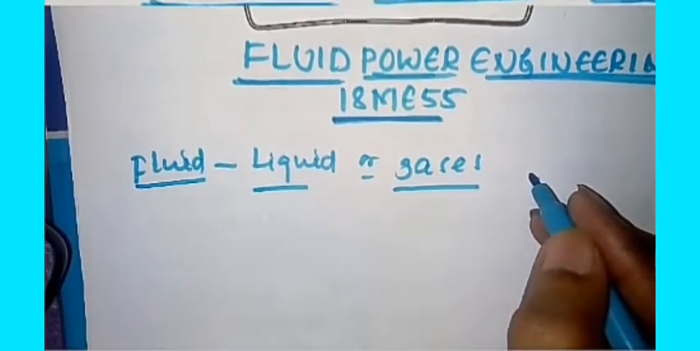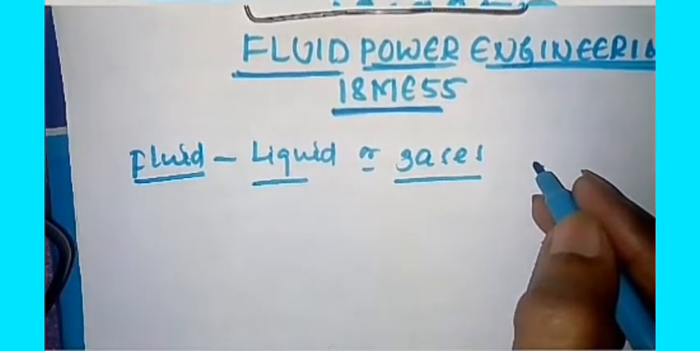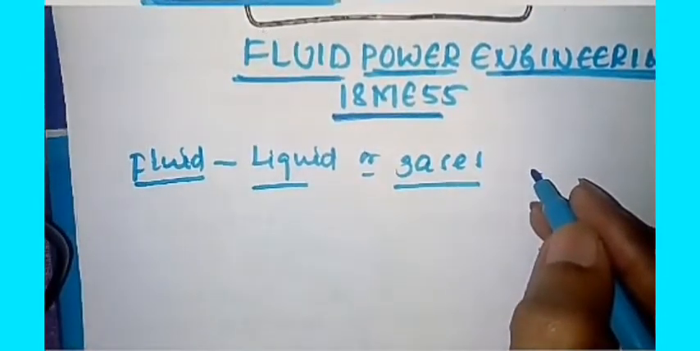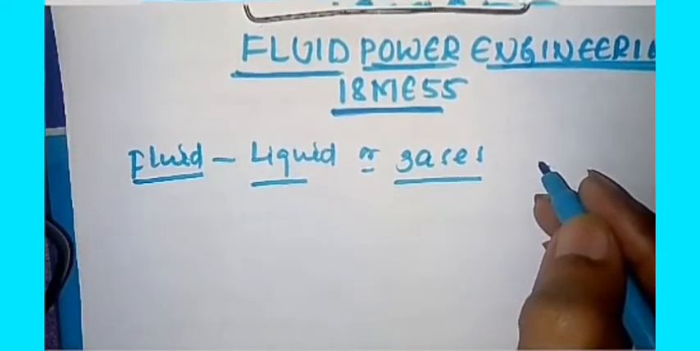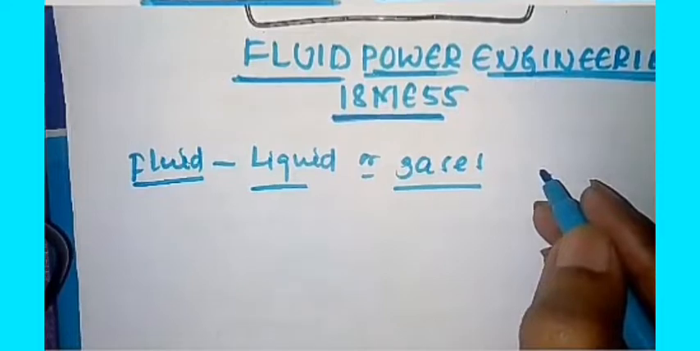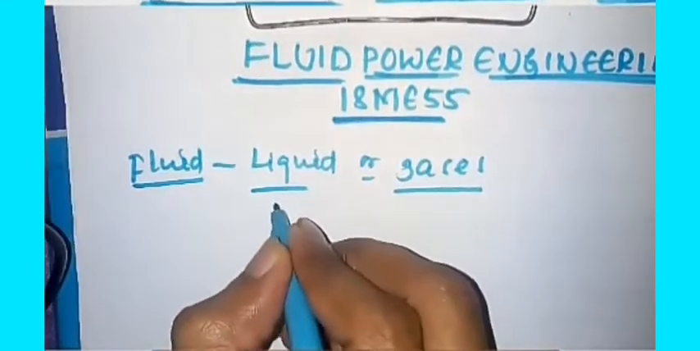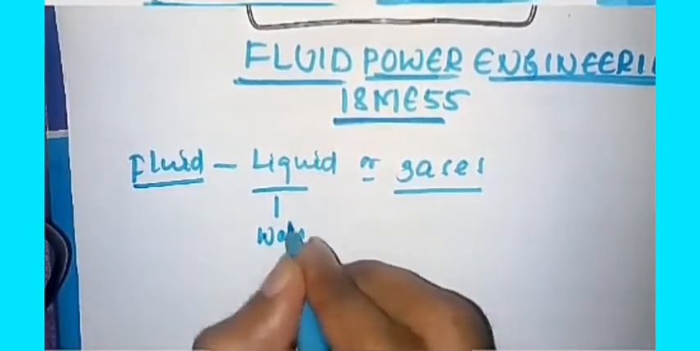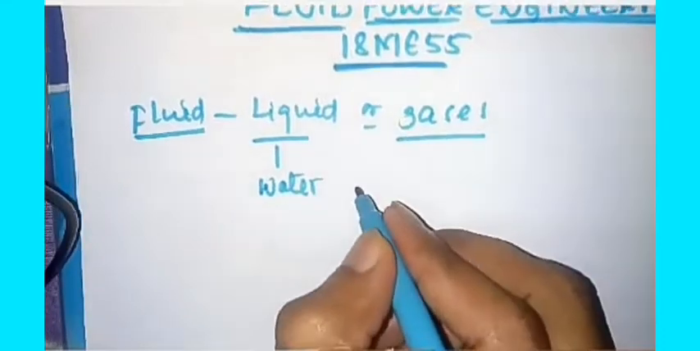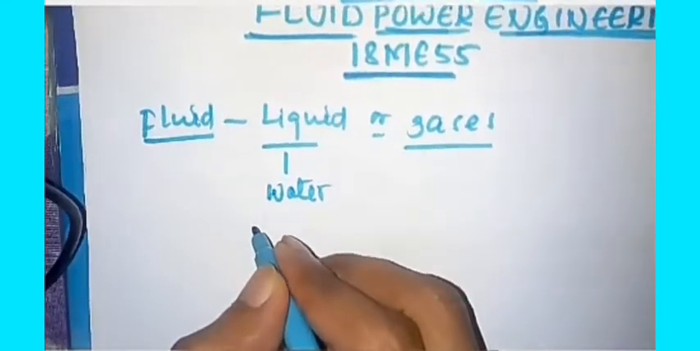For example, in case of a hydropower plant, we are using a fluid. That fluid is liquid. By using that liquid we are able to generate electricity. Here the liquid is water. So by using that water as a fluid, we are able to generate electricity.